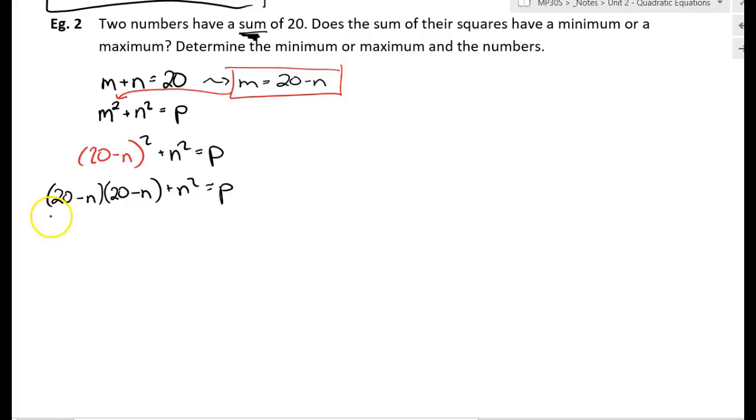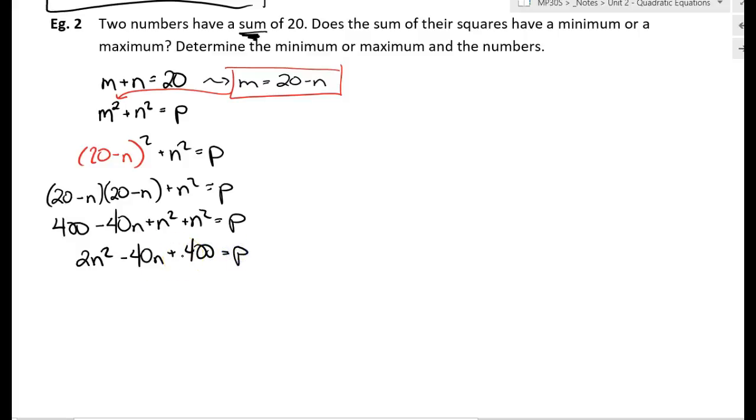So I've got 400, and I don't really need these brackets once I've completed with squaring this. Negative 20n, and negative 20n is negative 40n, and then plus n squared plus n squared. So all in all, I have 2n squared minus 40n plus 400.